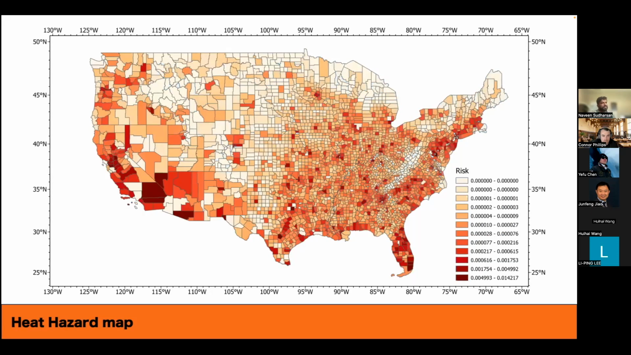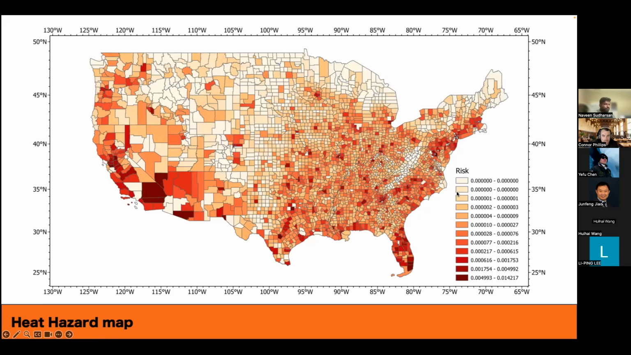And this is the risk map which involves the exposure as well. Here we are showing the product of vulnerability, hazard, and exposure. You can see that the red color shows the high risk areas, and white shows the least risk areas.